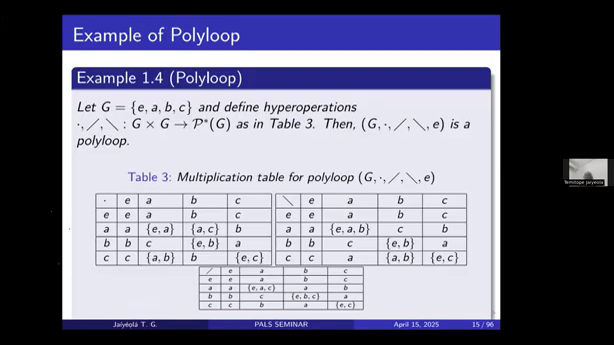Here is an example of a polyloop. The underlying set E, A, B, C with these three hyperoperations as given in the tables here. So you have a polyloop.